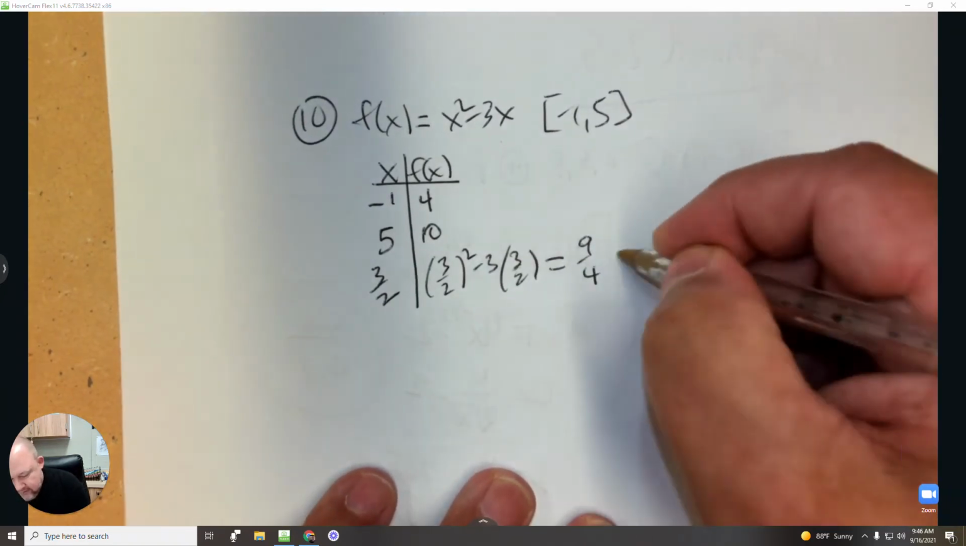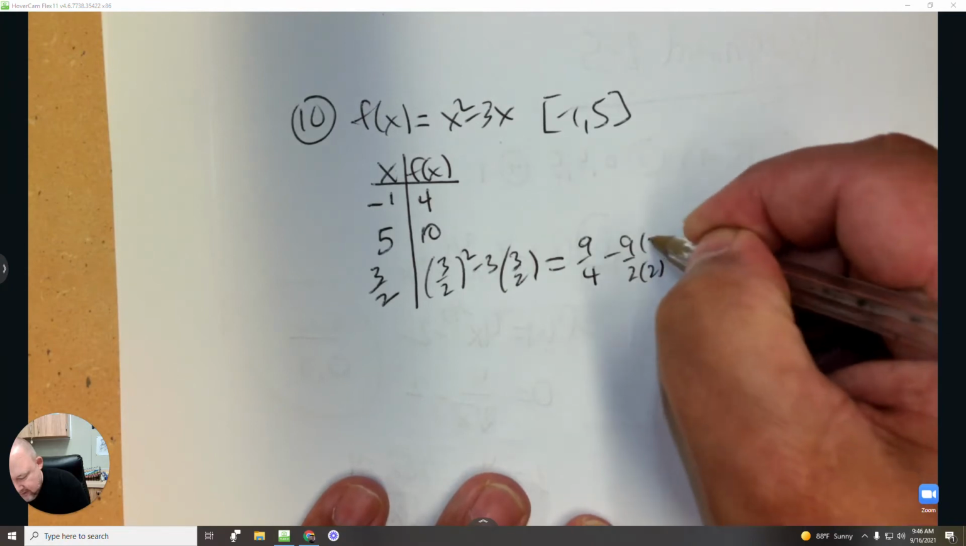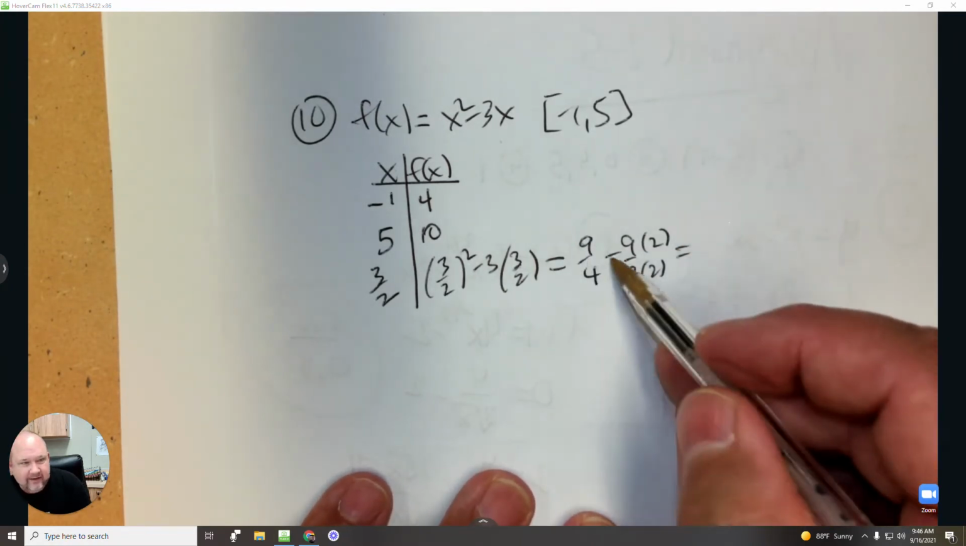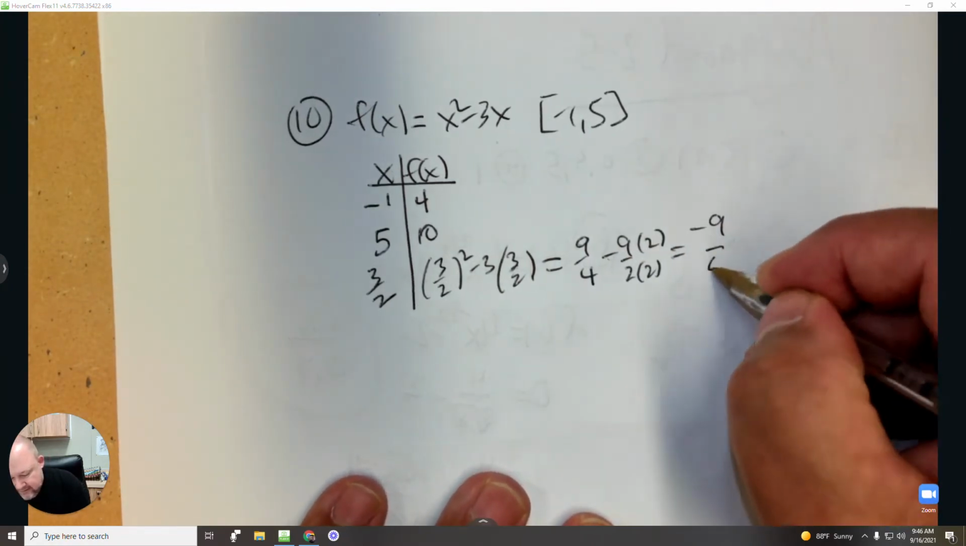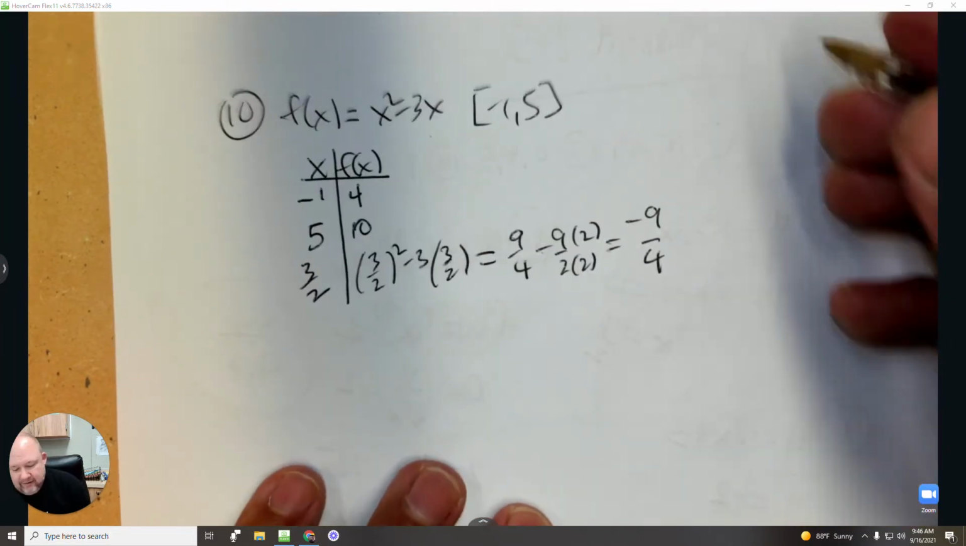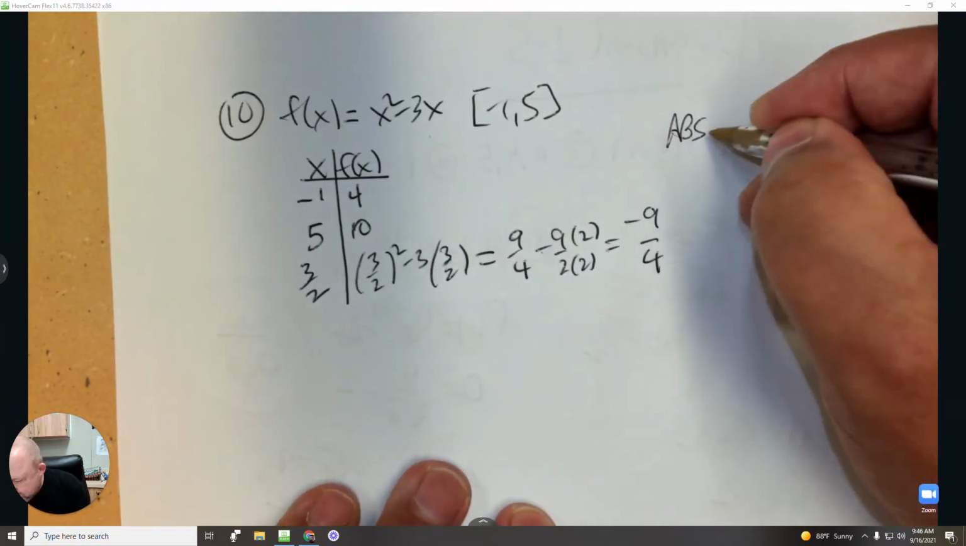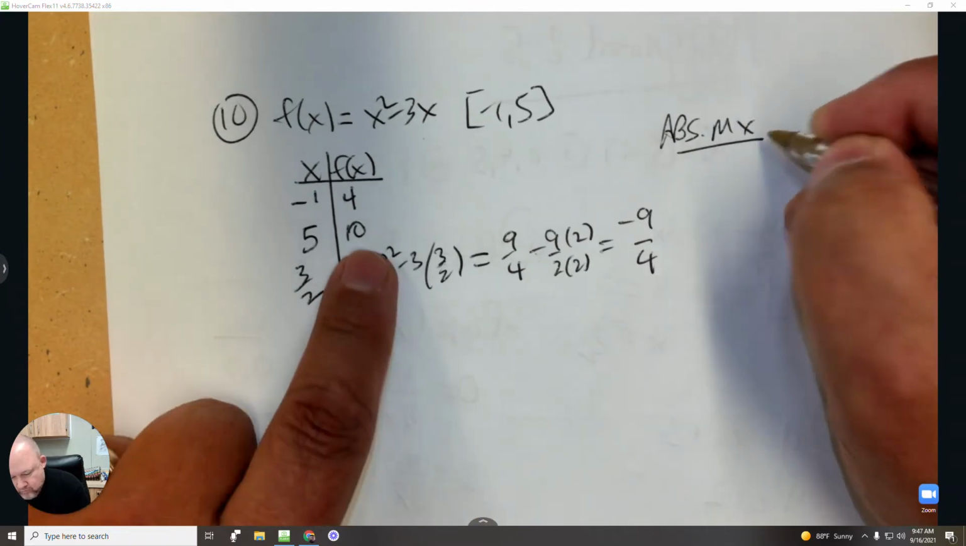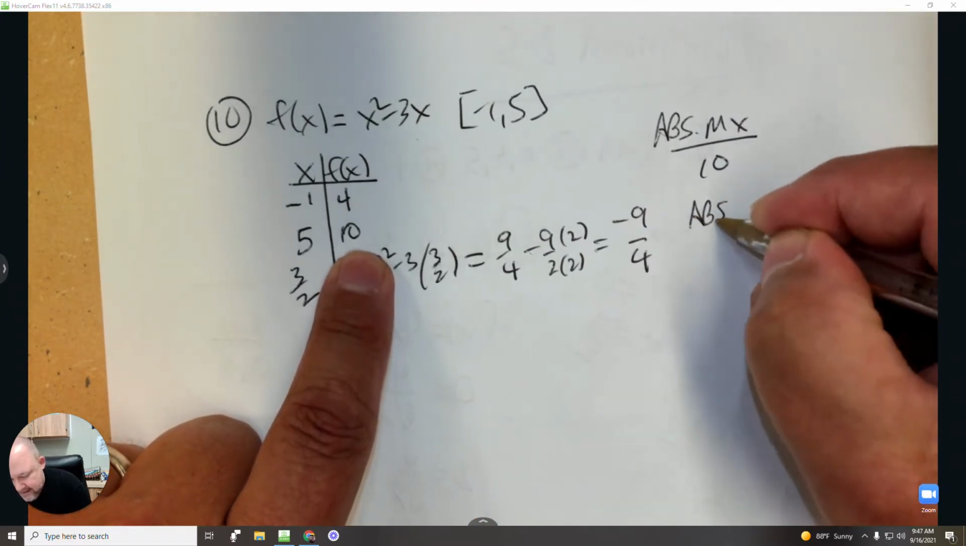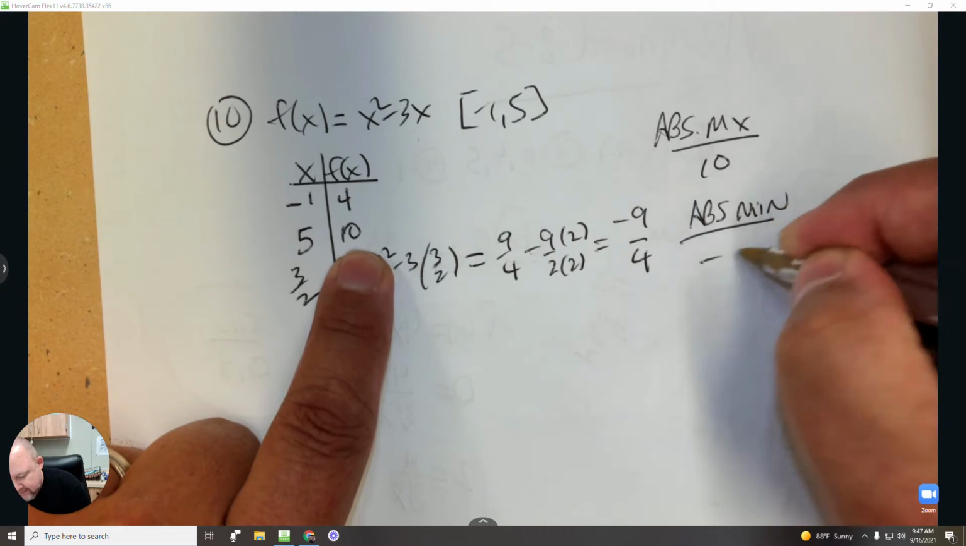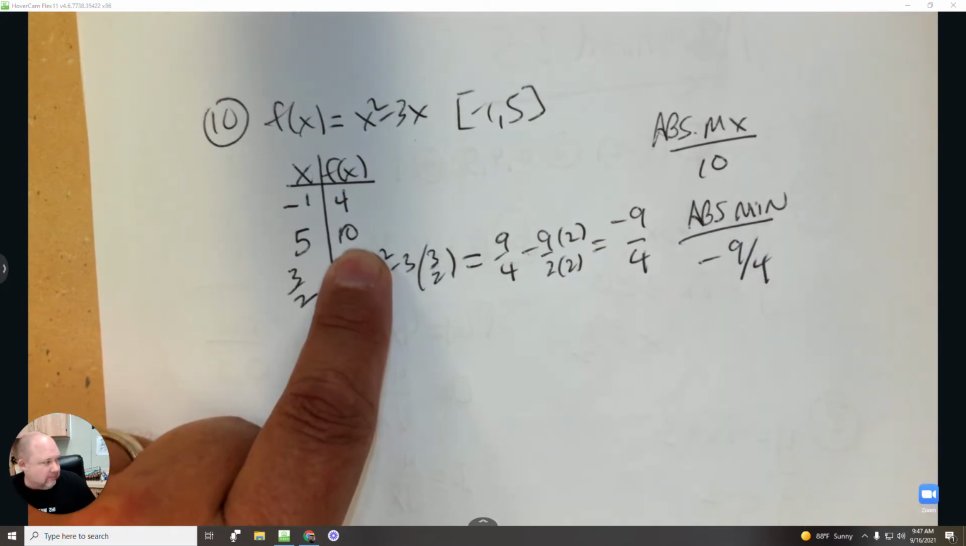Sometimes you have to earn it. Common denominators. So it's 9 take away 18, so it's -9 over 4. And then what is the absolute max? That's 10. What's the absolute minimum, the lowest y value? And that's -9 over 4.